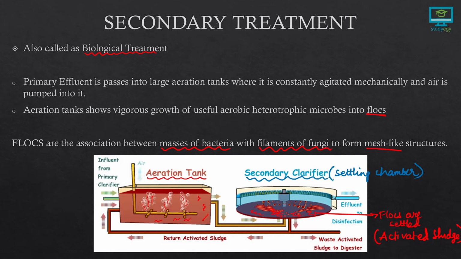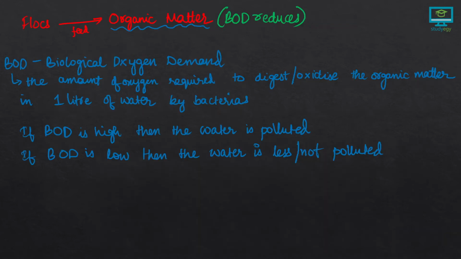Now with these activated sludges, some part of the sludge is sent back to use as inoculum. To the next upcoming batch, we add a little bit of this activated sludge so that it could act as the inoculum for the primary effluent which is coming next. Now the remaining activated sludge is sent to the anaerobic sludge digester where it is again processed. We will learn that next. So this is all about the flocs.